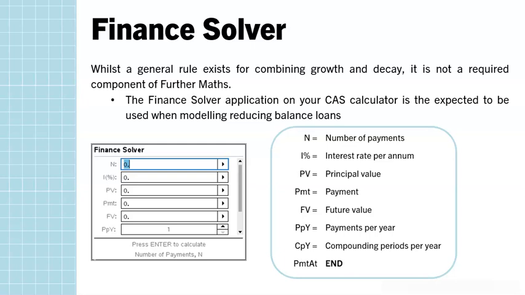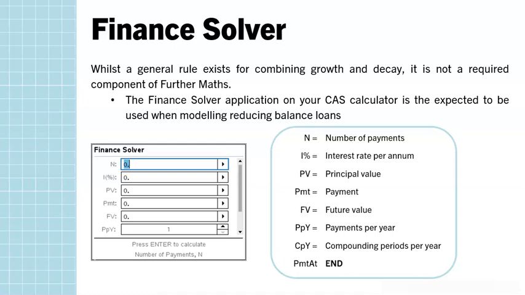But I encourage you, if that is your CAS, to look at the particular instructions to do with the Casio. So in the last video, we looked at reducing balance loans and recurrence relations, and we said that there is a general rule. However, we're not required to know that for further maths.